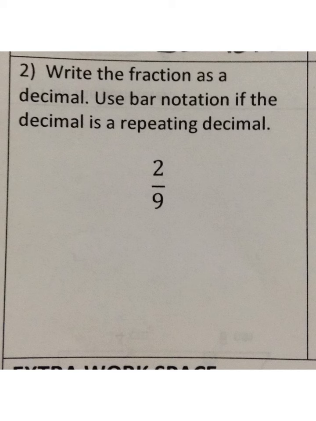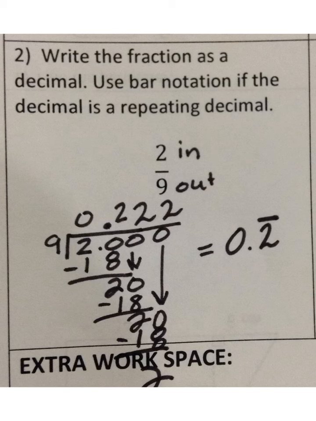Number 2, write the fraction as a decimal. Use bar notation if the decimal is a repeating decimal. To change a fraction to a decimal, you want to do "in and out," which means divide the numerator by the denominator, add a decimal and 2 zeros, and you divide until it's terminating or repeating. In this case, we keep getting a quotient of 2 and a remainder of 2, so it's going to be 0.2 with a bar over the 2.